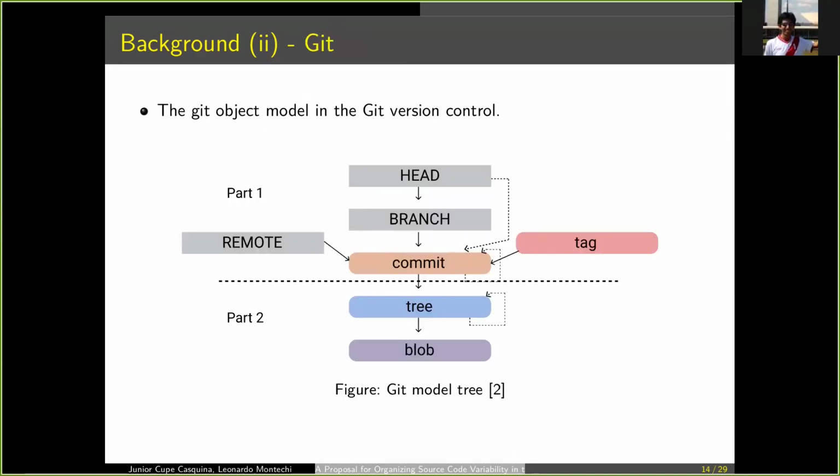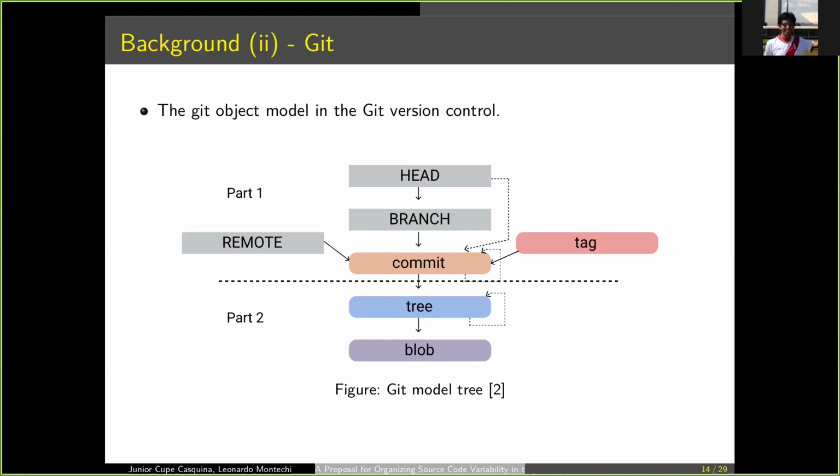So, on the other hand, we have the Git version control, that is a tool to manage different versions of a software product. So the Git version control has 4 kinds of objects that are the tag, commit, tree, and blob objects. The head and branch references are only references.